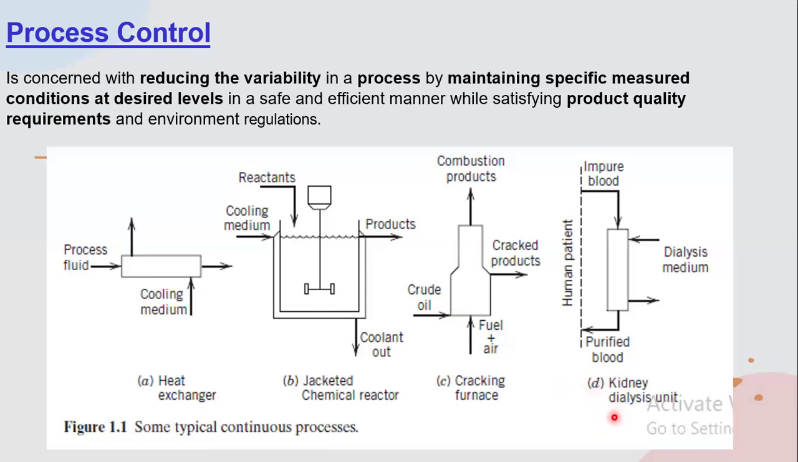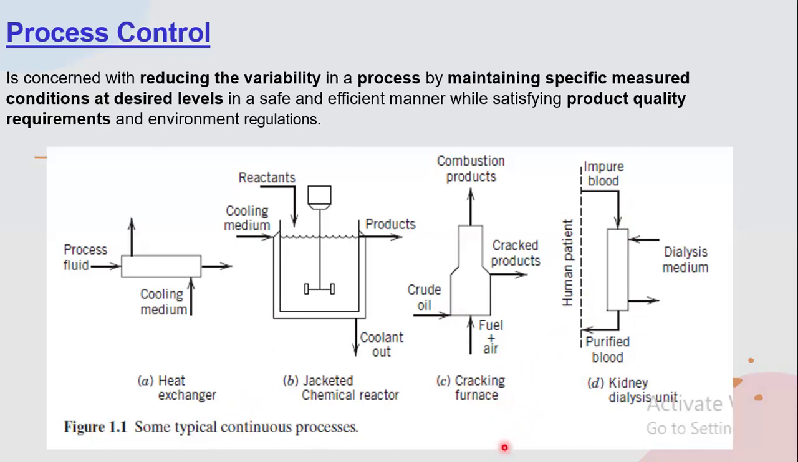And then lastly, we have the kidney dialysis unit. In the health field, they are quite familiar with this. When you have a human patient whose kidneys are failing, we know what the functions of the kidney are. We're going to have impure blood enter the unit, which will process it, and therefore the blood will now be purified and go back to the human being, because we need properly purified blood, with waste removed from the blood and all of those things.